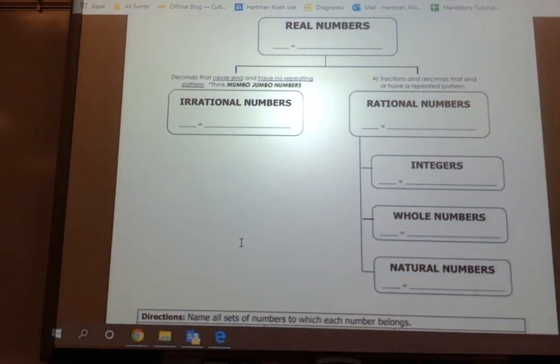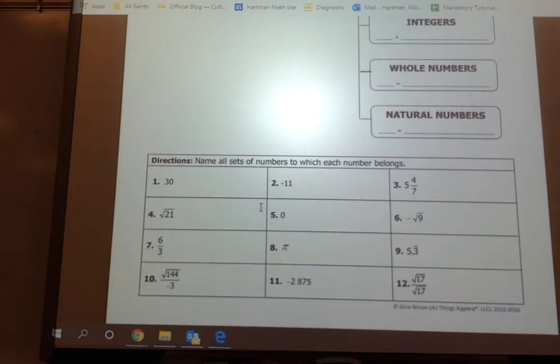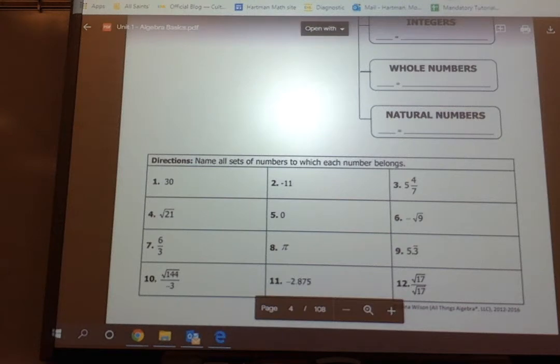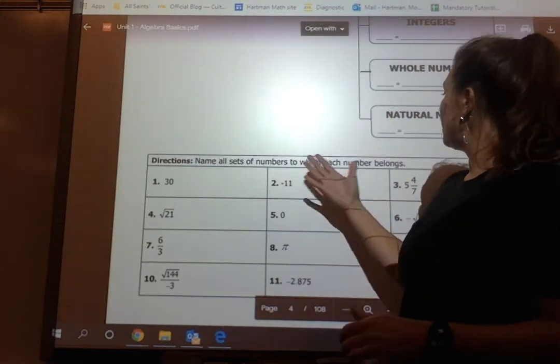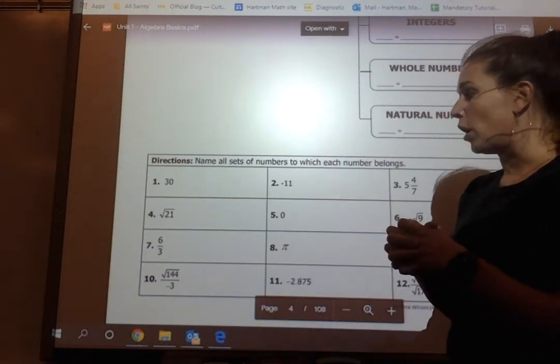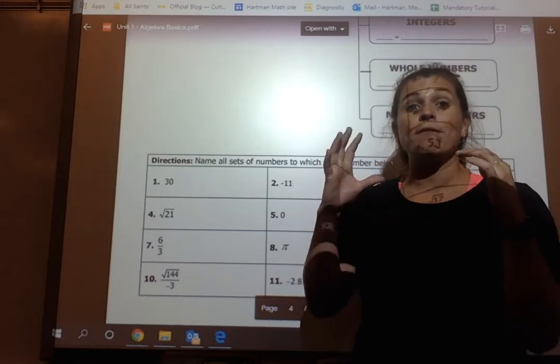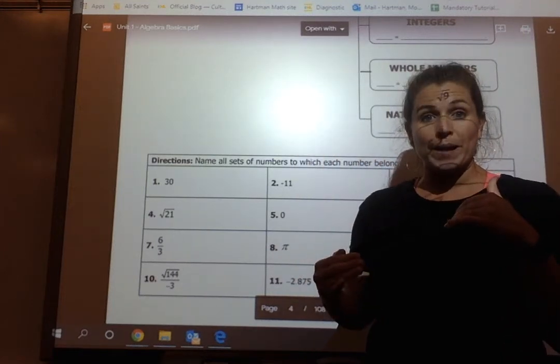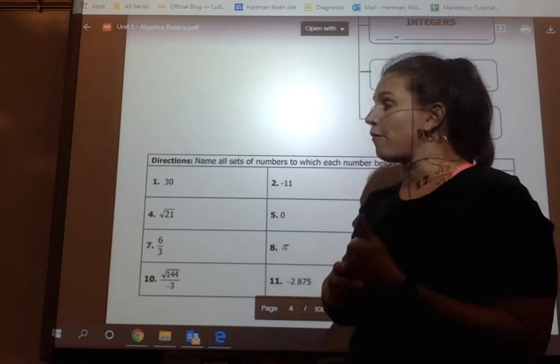Now we're going to do a few examples together. If you look down at the bottom of your notes page, we're going to name each set to which these numbers belong. And what I also want you to do, if you can, is put it in the form A over B.